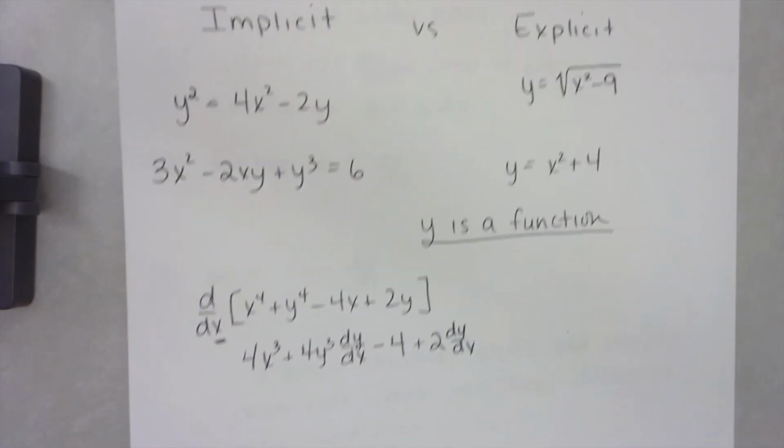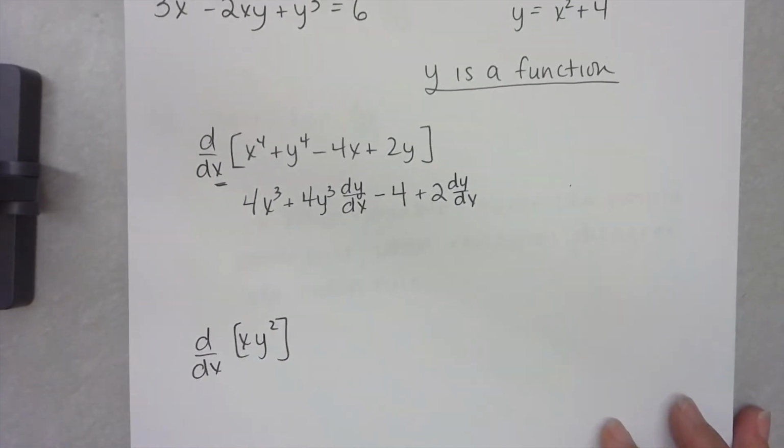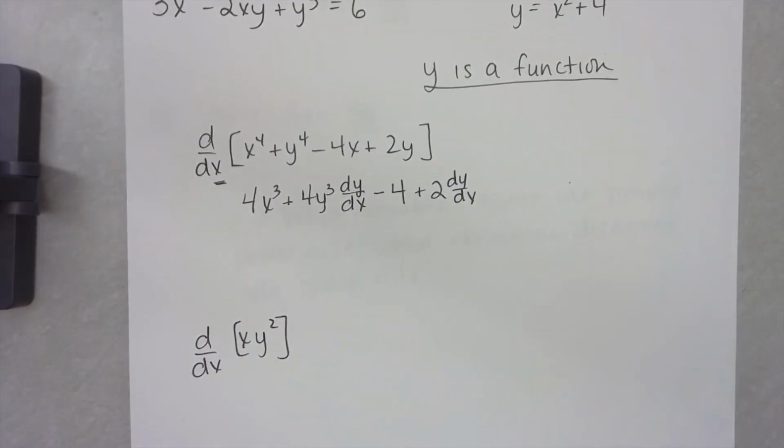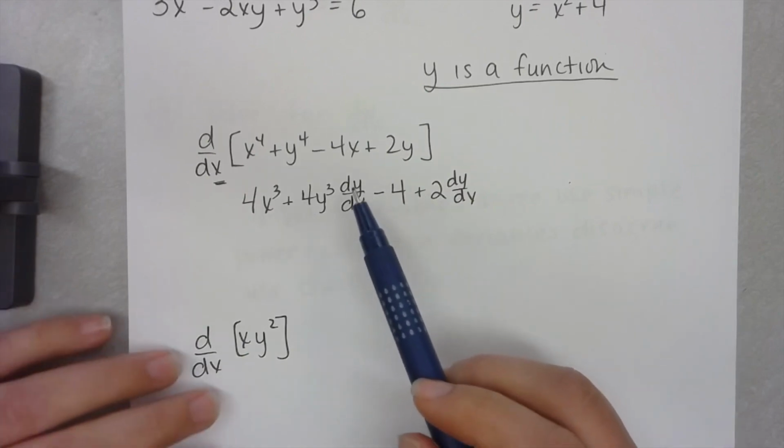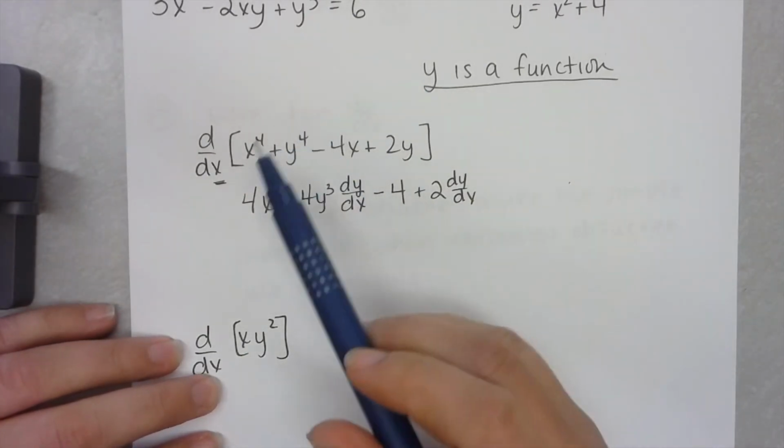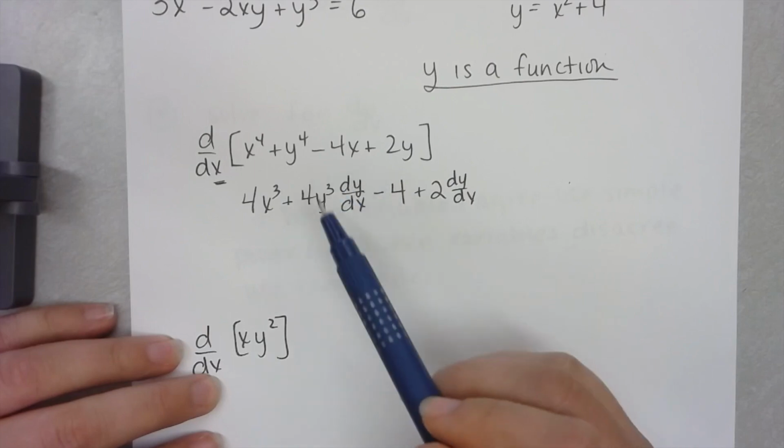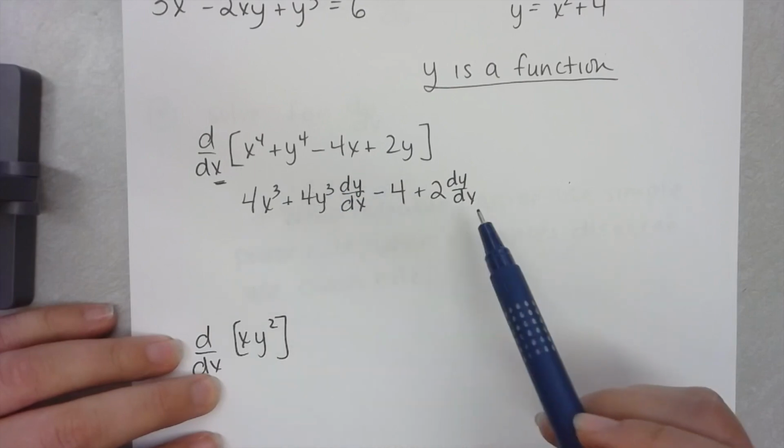All right, so let's look at a slightly different one. Let me say it again: we take the derivative just like it was an x term and just multiply it by the derivative of the inside, which is just implied.